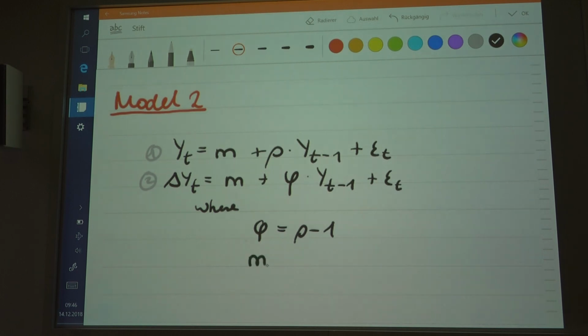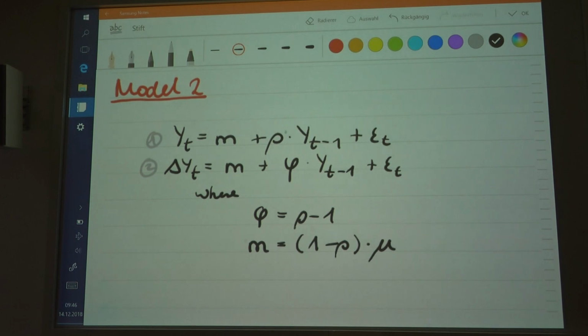So the constant will be equal to 1 minus rho times mu, and mu is a constant. So basically, if rho is equal to 1, then the constant will also be 0. This is just a reparametrization that we use here. So the real constant is going to be 1 minus rho times mu.